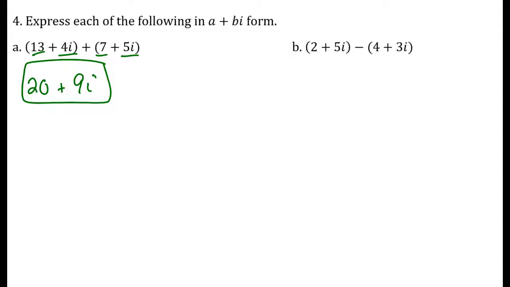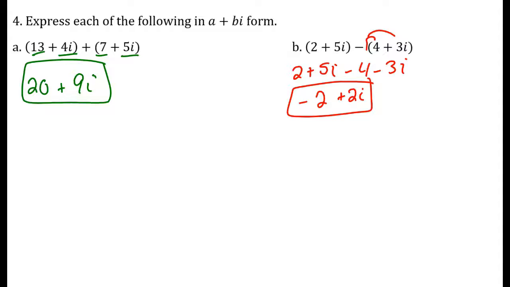When we subtract, we just distribute the -1 and get 2 plus 5i minus 4 minus 3i. Think about it as combining like terms. 2 minus 4 is -2. 5 minus 3 is plus 2i. And that's our final answer. So adding and subtracting is pretty straightforward. We just treat it as if we were combining like terms.